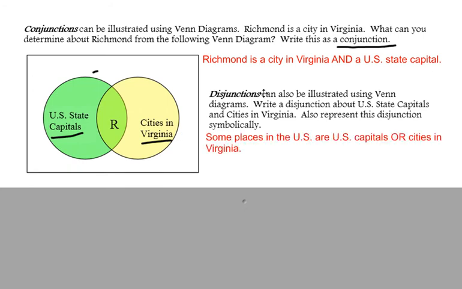If we wanted to write this symbolically, I could call U.S. state capitals my P and cities in Virginia Q. So anytime I talk about P, it's U.S. state capitals. Anytime I talk about Q, it's cities in Virginia. And I could write this as P or Q.